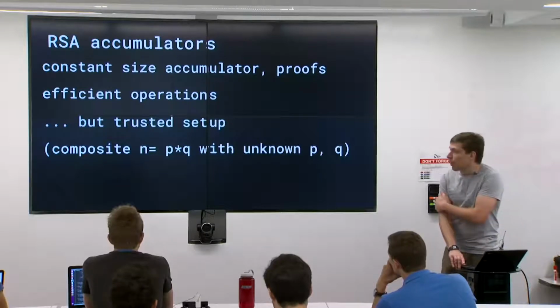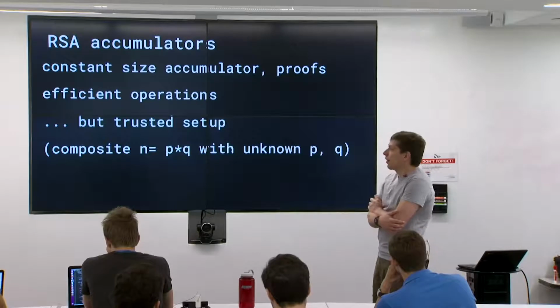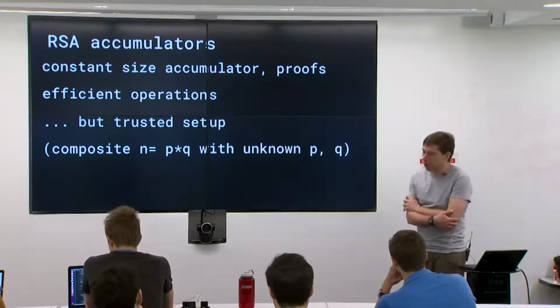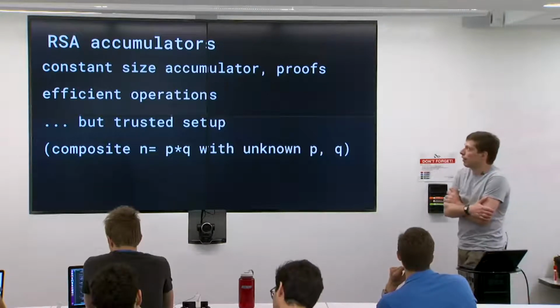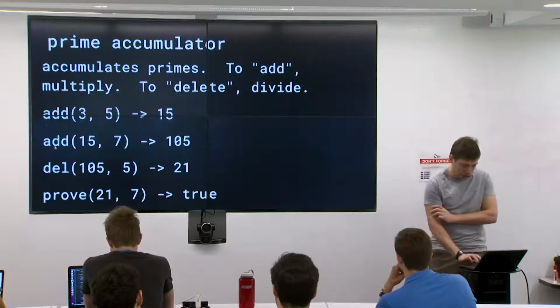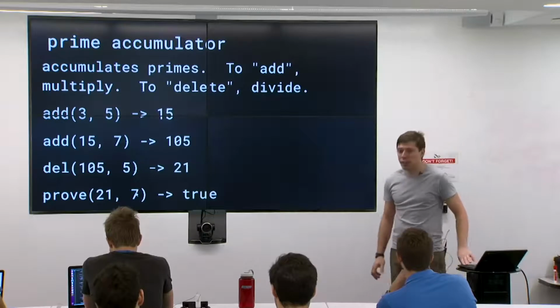So there's RSA accumulators, which are some of the most well-known. You've got some RSA number, which is basically a product of 2 large primes. And the accumulator itself is of constant size. And the proofs are also of constant size. So we call this a proof. You're just giving the number itself in this case.